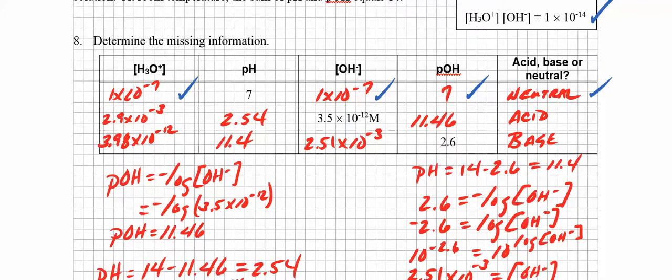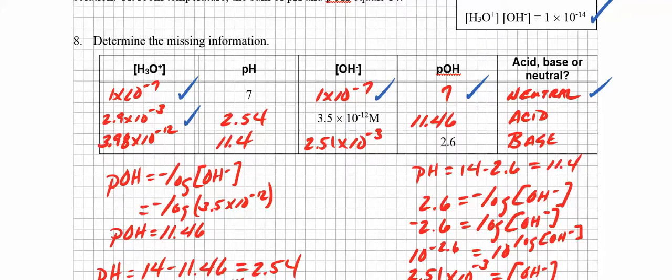Or another way to say that is 1 times 10 to the minus 14 divided by 3.5 times 10 to the minus 12 gives us what? When we do that calculation, we get 2.9 times 10 to the minus 3, and that gives us this value right here. All right, how do we determine the pH? Well, if we know the hydronium ion concentration, we can use pH is equal to minus the log of the hydronium ion concentration. So if we know this value, we can get this value.